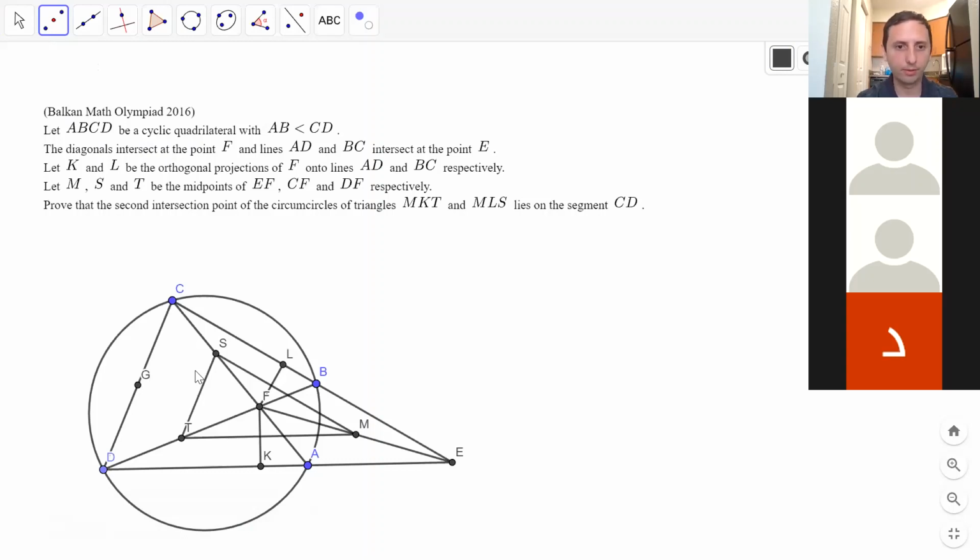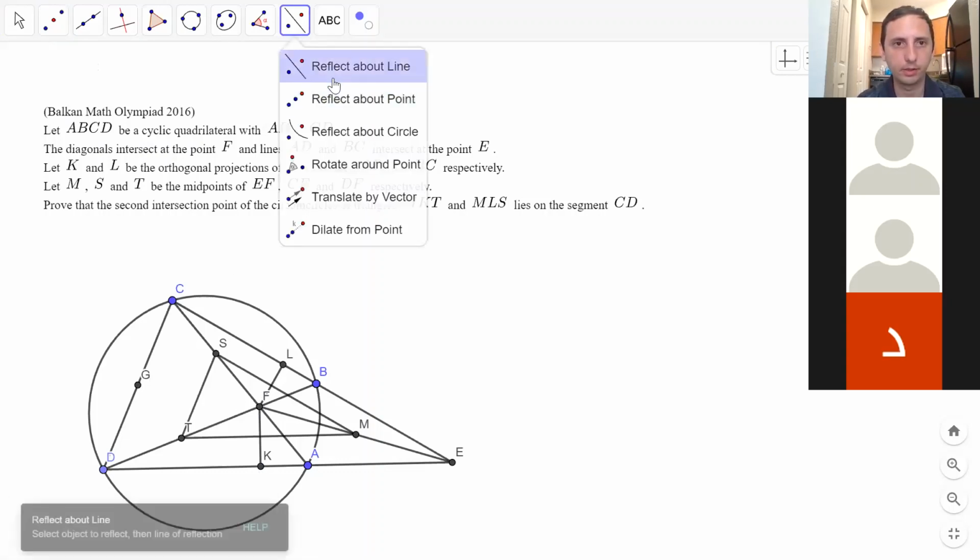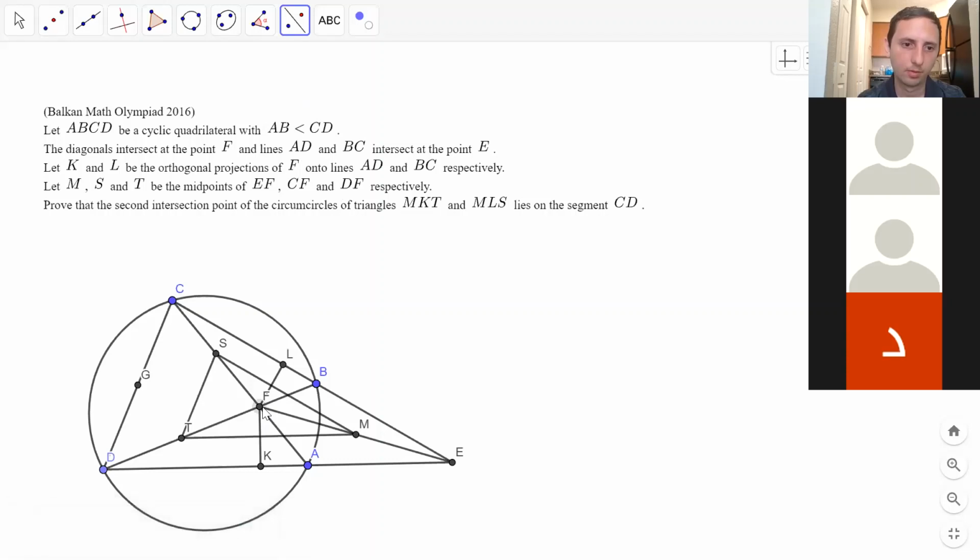Maybe we could use a homothety. So basically, if we took, like, what if we reflect F about the... Oh, we just need angle chasing. Oh, really? Yeah. You define that G is the midpoint of CD, right?